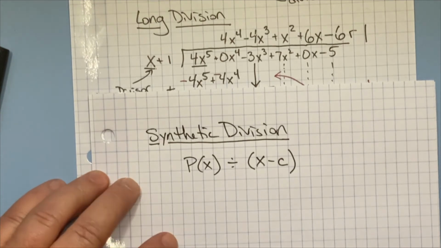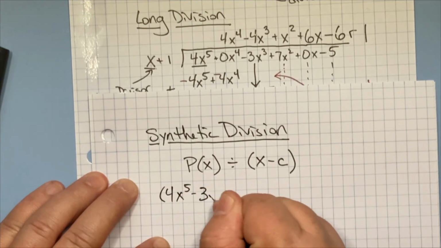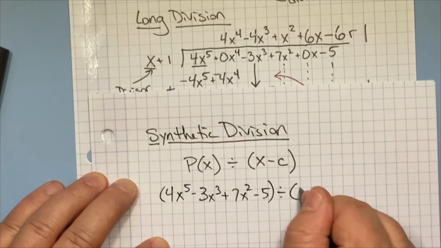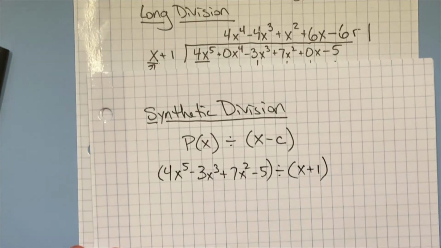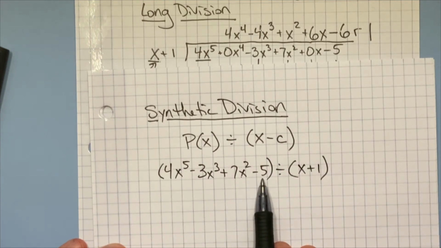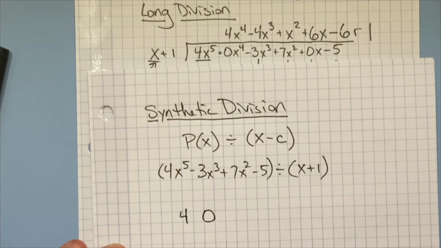So how do you do it? Well, in this case, if we've got 4x to the 5th minus 3x cubed plus 7x squared minus 5 divided by x plus 1, we set it up much like how we did it with the long division. We take this and we include all the zeros. So what we're going to do is we're going to pull out all the x's and just look at the coefficients. So I'm going to write 4 because it's 4x to the 5th. And then I'm going to write 0 because there are no x to the 4ths. Then I'm going to write -3 for the x cubed.